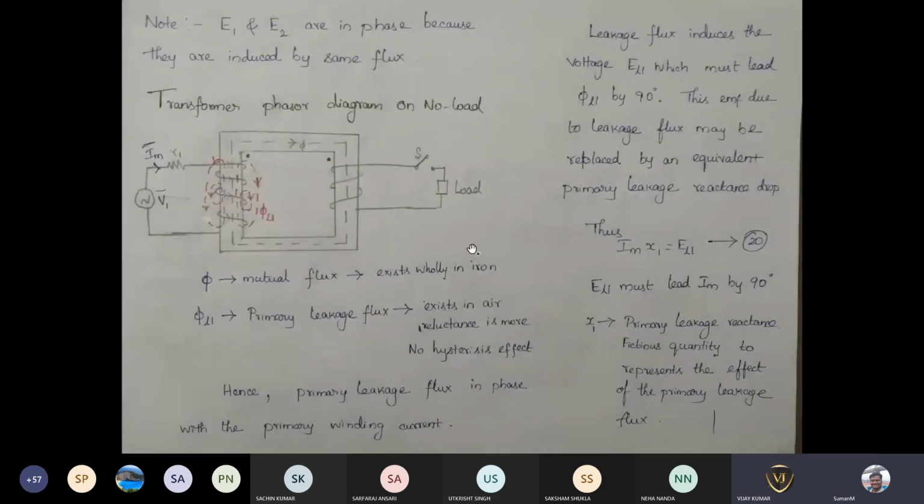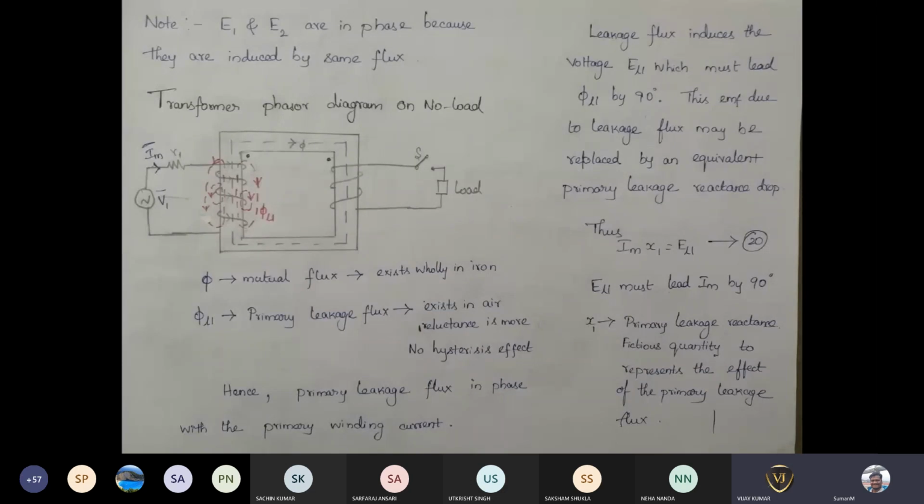After that, you can see very clearly that till now we did not talk about the leakage flux, but there is some leakage flux. That leakage flux also is capable of inducing some EMF, but whenever we are writing the induced EMF equation, we are going to represent only the mutual flux. Okay, so the EMF which is induced because of that primary leakage flux, we are writing it as EL1, so that we have to represent it in our circuit.